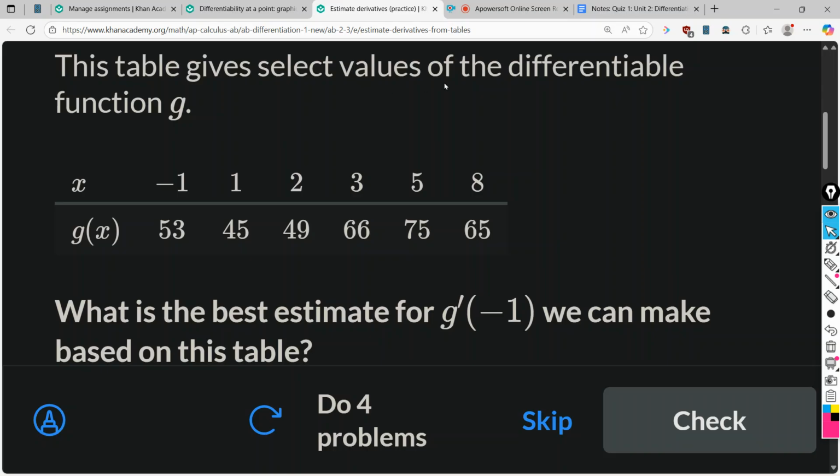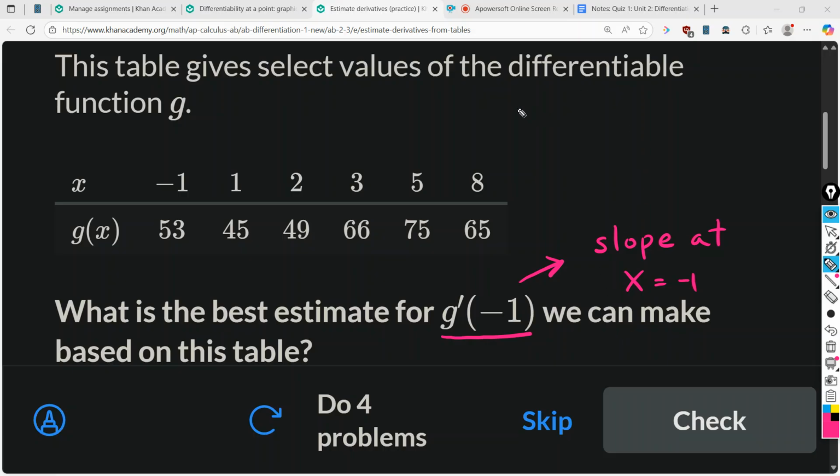All right, the table gives select values of the differentiable function g. Right here, what is the best estimate for g prime of -1 we can make based on this table? Okay, g prime of -1, all that means is the slope at x equals -1. Okay, so we need to choose points that are close to that.